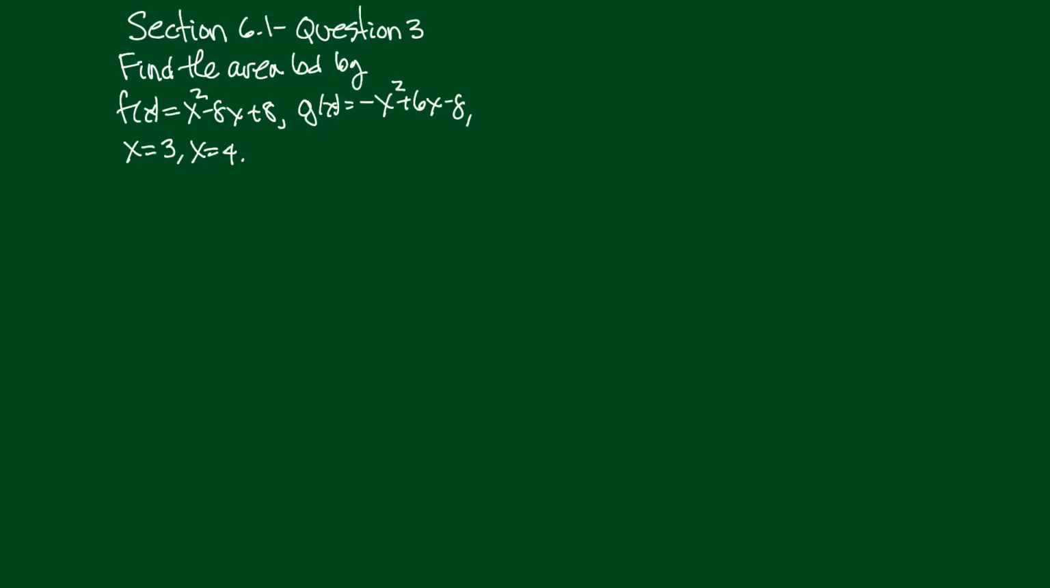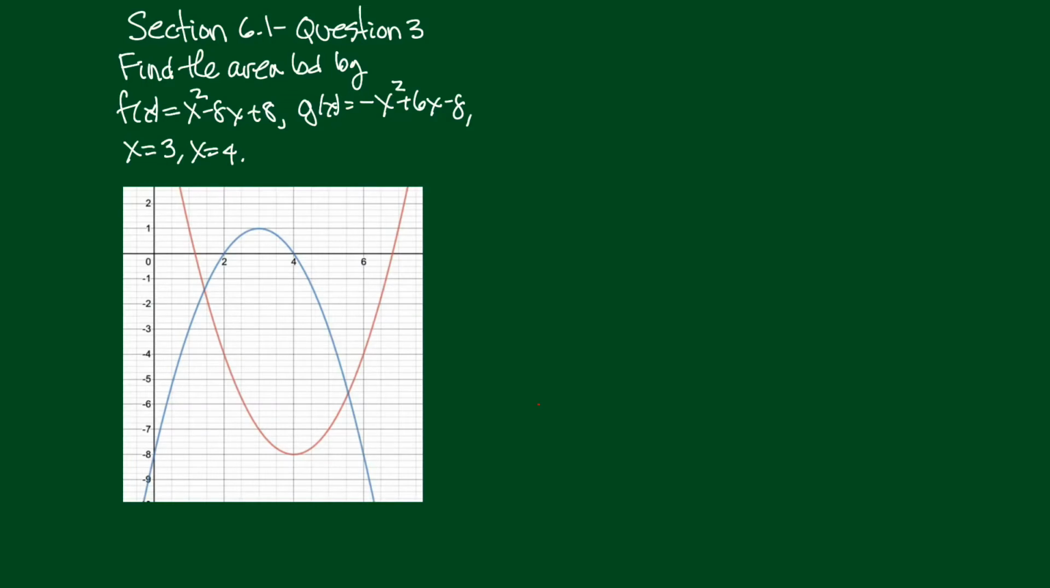So use Wolfram Alpha or Desmos to get a graph of this, just to see which one of these functions is going to be the top of the rectangle. So I popped in the graph that I got using Desmos, and what we want to do is go between x equals 3 and x equals 4. So 3, where's 3? 3 is probably here and 4 is here.